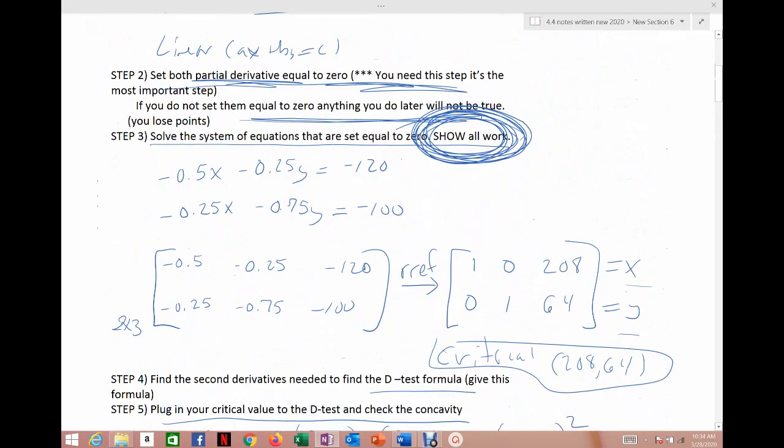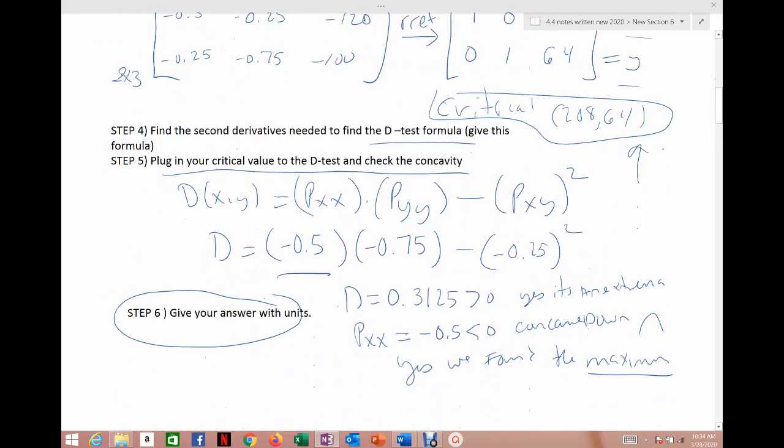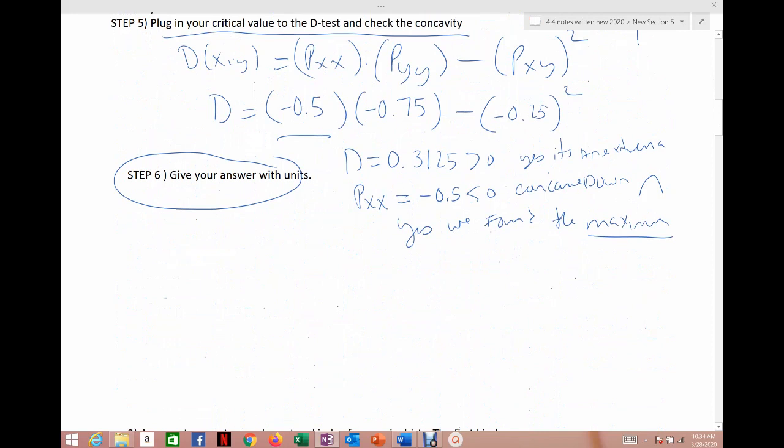Alright, now I know that the maximum profit is at this critical value. And so I take that critical value and I plug it into the original. And my answer will be in dollars, right? Profit was in dollars. I take my profit equation, plug in 208 for x, 64 for y. And so again, just make sure you carefully plug it in.